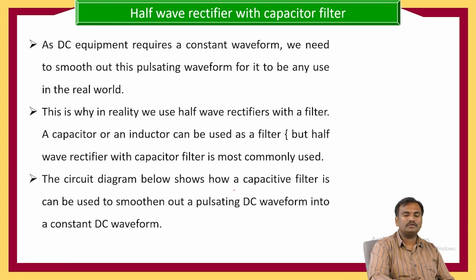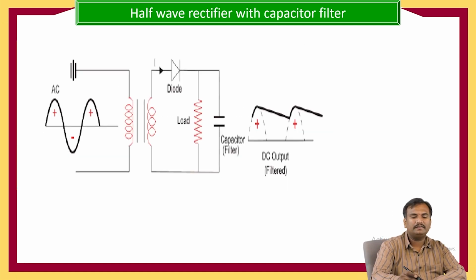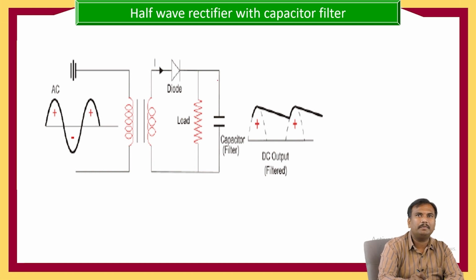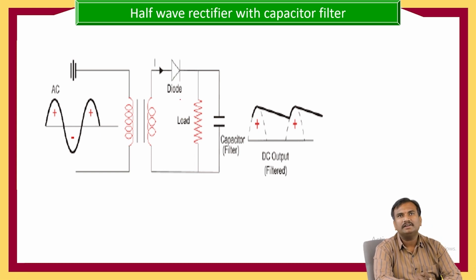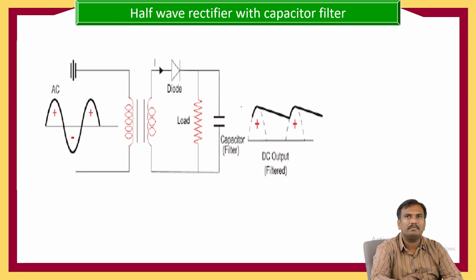The circuit diagram below shows how a capacitive filter can be used to smoothen out the pulsating DC waveform into a constant DC waveform. Here is the connection. This is the capacitor filter, which is connected in parallel to the load. When the diode conducts during the positive half cycle, that is during the period 0 to 90 degrees only, not 0 to 180 degrees, the conduction takes place with the diode in forward bias condition.